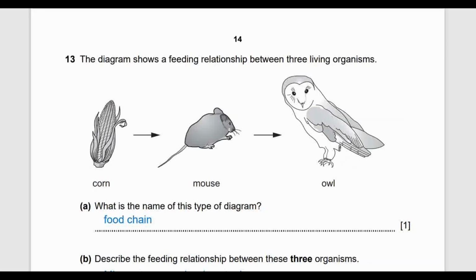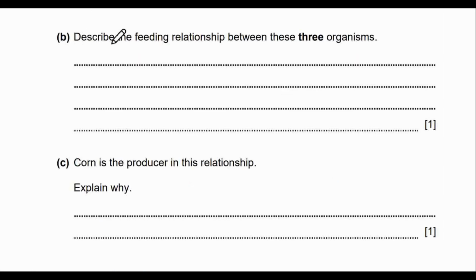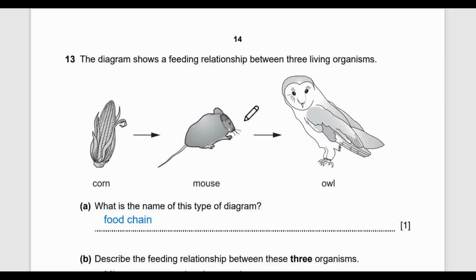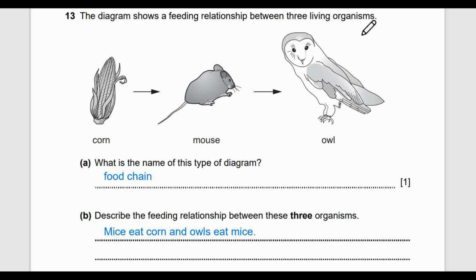Next question B. Describe the feeding relationship between these 3 organisms. So if we see, mouse eats corn and owls eat mice. So we just type that answer down. So mice is the plural of mouse. Mice eat corn and owls eat mice. Then let's move on to question 13C.